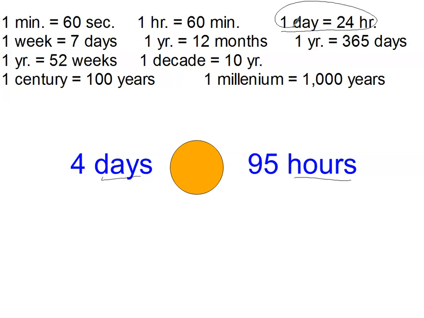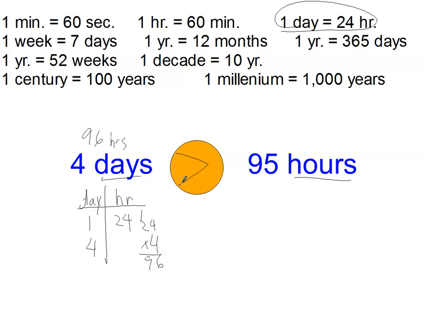That means I want to change days to hours since it has one day over there. So if one day is 24 hours, I want 4 days. That would be 4 times 24. There's a 16, carry my 1. 8 plus 1 is 9. 96 hours. So 4 days is just a little bit more than 95 hours.